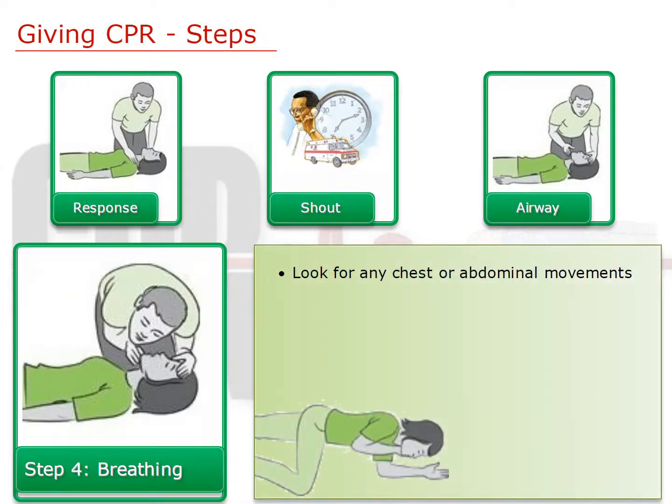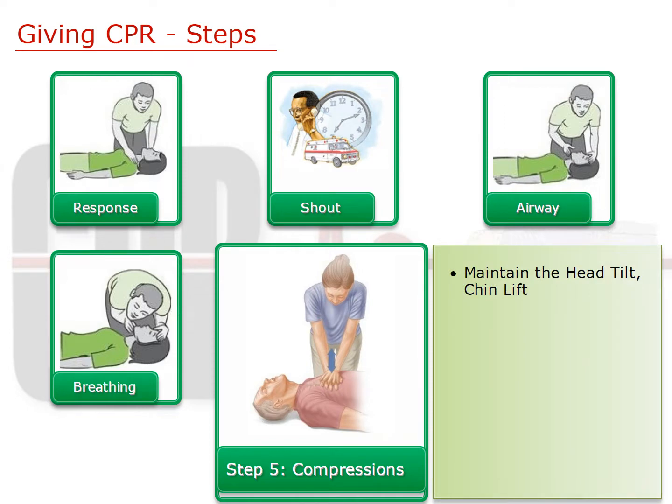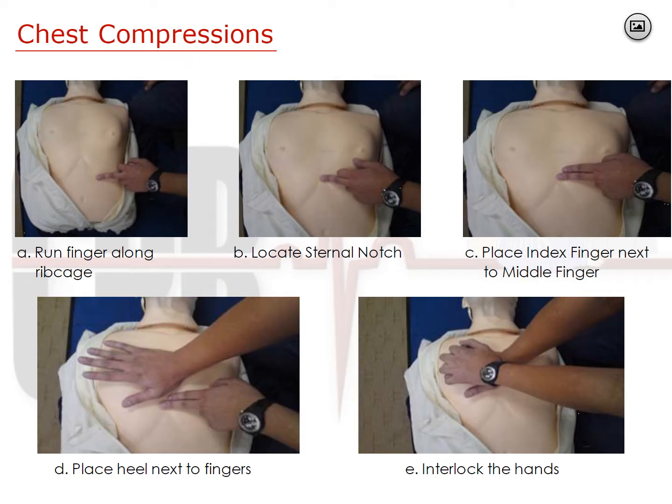Look for any chest or abdominal movements. Listen and feel for any breathing sounds. If the casualty is unconscious and breathing normally, put them in a recovery position. Check for injuries and call an ambulance. Maintain the head tilt and chin lift. If there is no breathing, start chest compressions immediately. Go through the pictorial depiction of how to start the chest compressions.